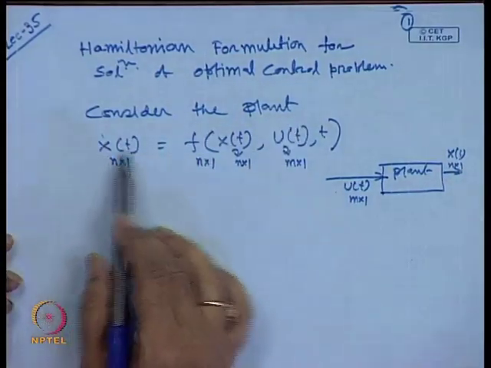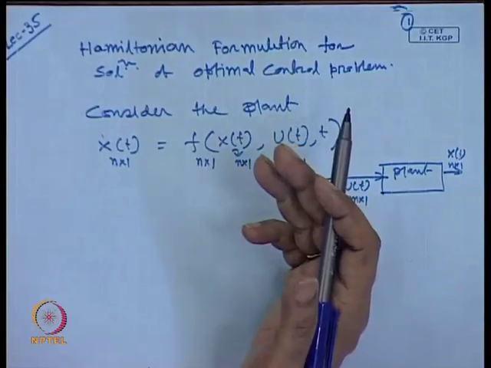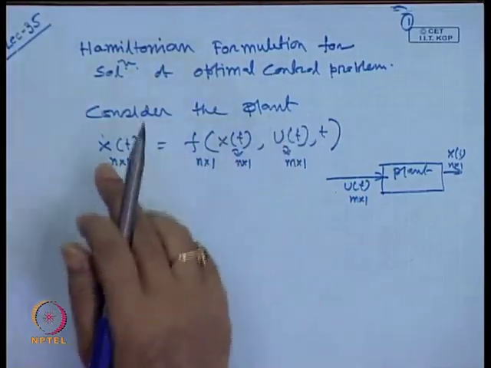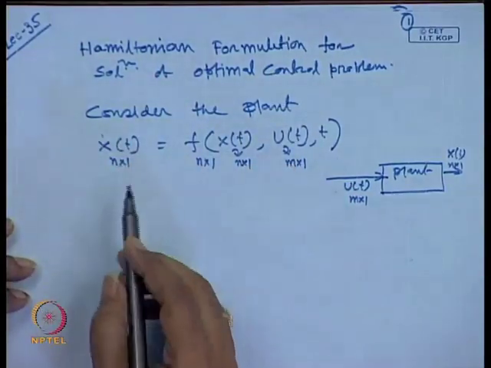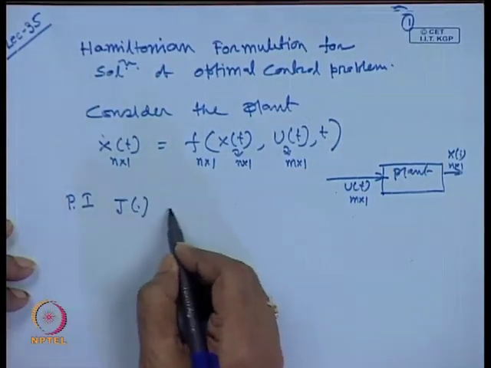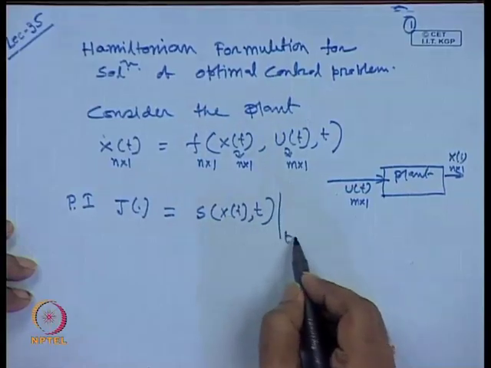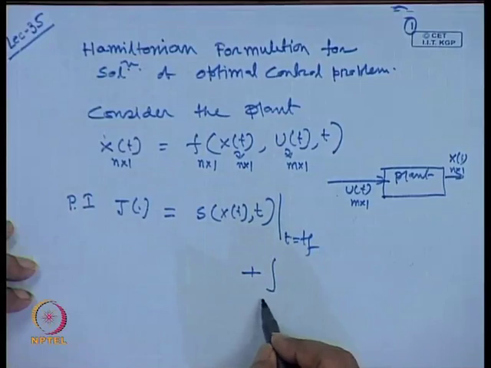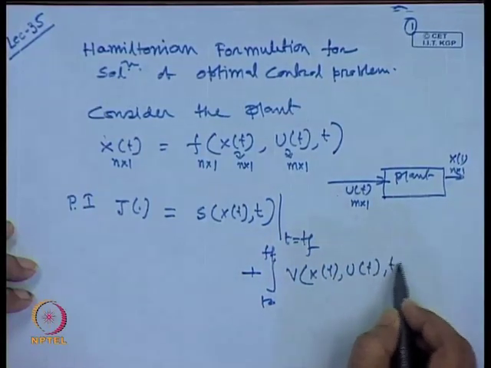So, this plant, in general a dynamic system, we can describe with an nth order differential equation, which can be converted into n first order differential equations. Once you convert into a state space form, then our problem is here, and the corresponding performance index J, if you recollect, we have written as the terminal cost, a function of x of t and t at t is equal to t f, the final time, plus integration from t 0 to t f of V of x of t, u of t and t dt. So, our problem is to find the control law u such that this performance index is minimized.